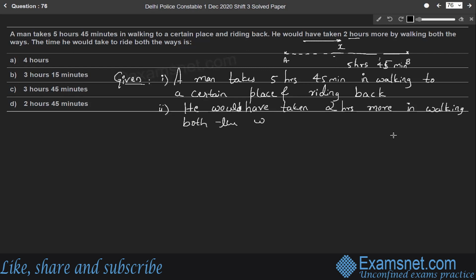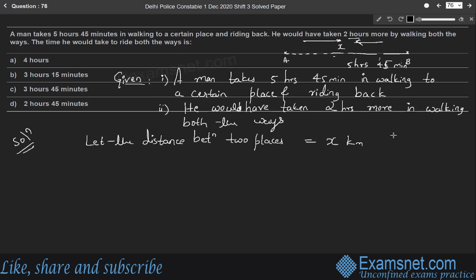Both the ways. Right. So come to the solution part. Let the distance between two places be x kilometer. So the time taken to walk x kilometer be W hours.